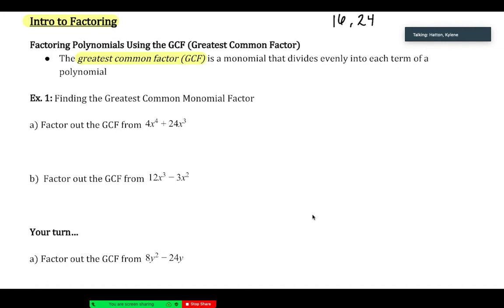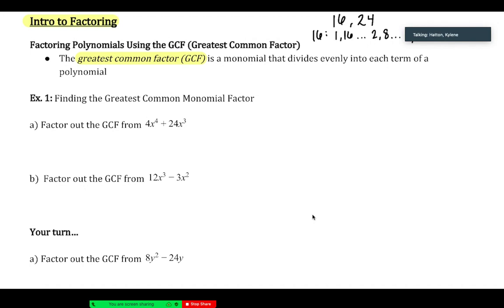So one way is, and some of these things will start to come more and more naturally in your head, some of them will, and that's okay. One way to find the greatest common factor between two numbers is to go ahead and list the factors. So if I were to list the factors of 16, well, I know 16 is 1 times 16. I could also use 2 times 8. It could also be 4 times 4.